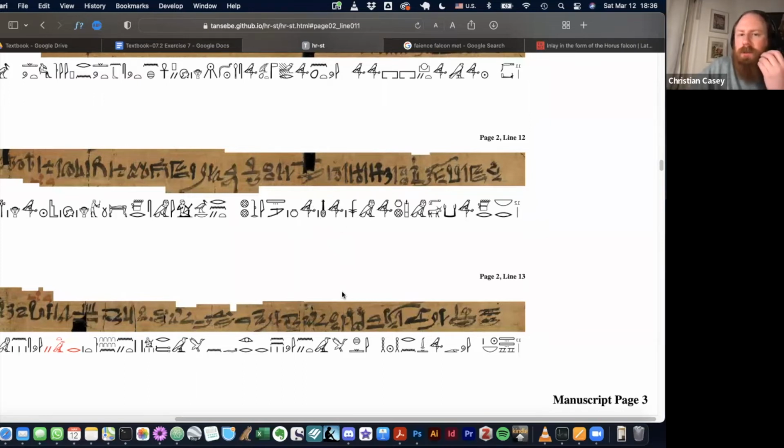Nesu nefer, good king of the beloved land. Like, what is good? Need a falcon on a stick? Well, because it's the good king. Makes sense.